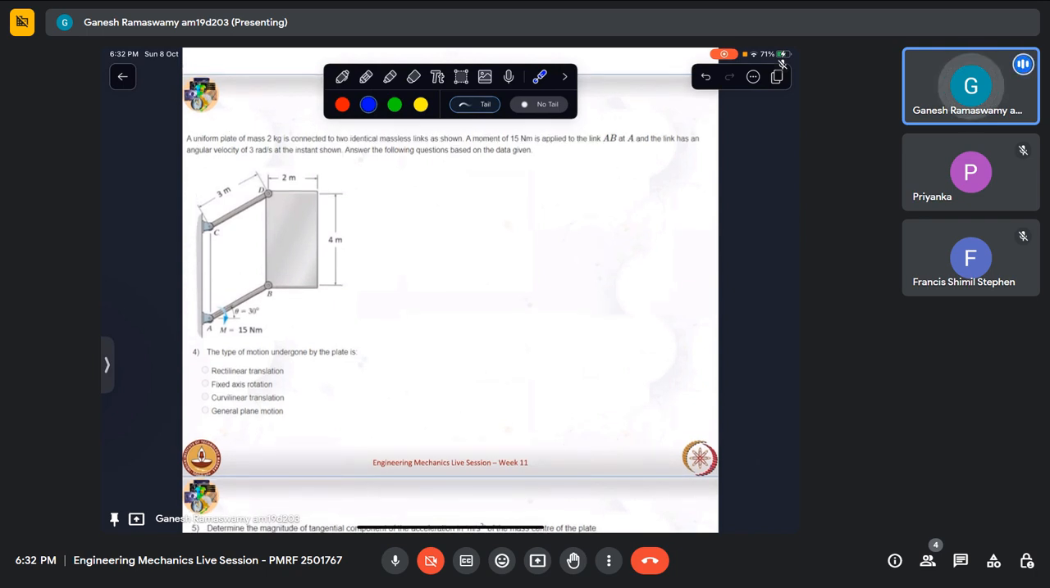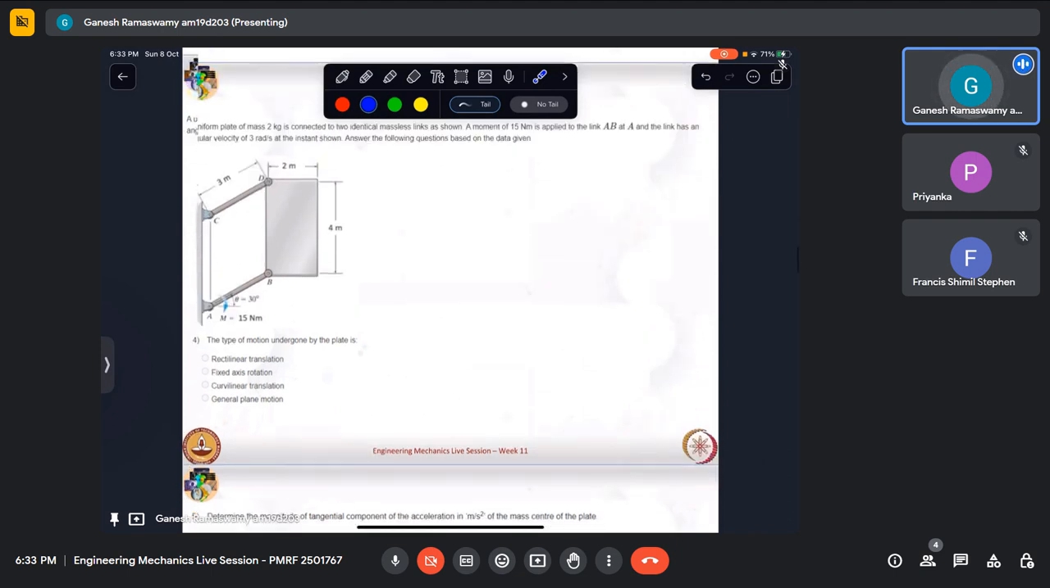So it says a uniform plate of mass 2 kg is connected to identical massless links. So we have a plate and then it is connected to two massless links, massless being the keyword. So a moment of 15 Newton meter is applied to the link AB. So to this link, a moment is applied at A, and the link has an angular velocity of 3 radians per second at the instant shown. Okay. So answer the following questions based on the given data.